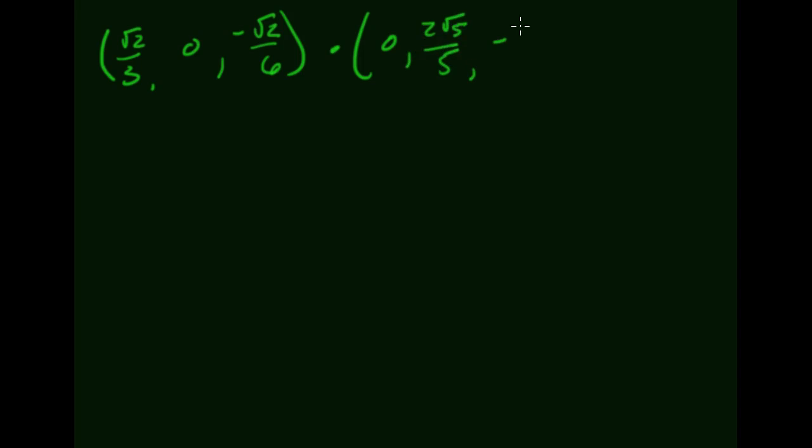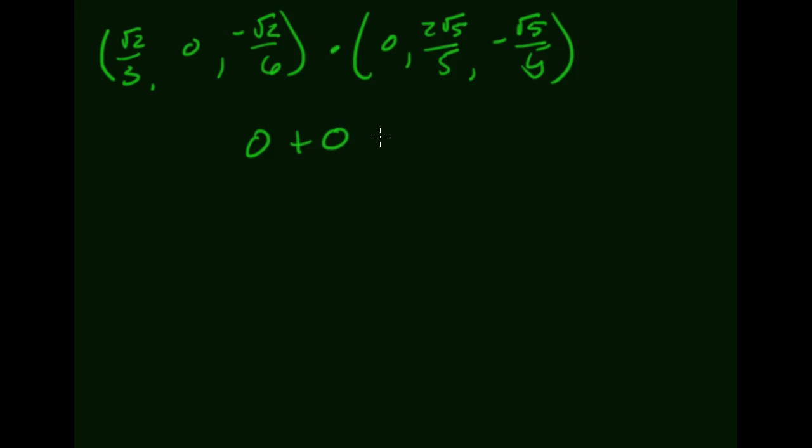Looking at number 4, we are still in R3. So let's grab the first 2 vectors that are there. We have root 2 over 3, 0, negative root 2 over 6, and we're going to dot that with 0, 2 radical 5 over 5, negative radical 5 over 5. All right. So the first one gets me 0.